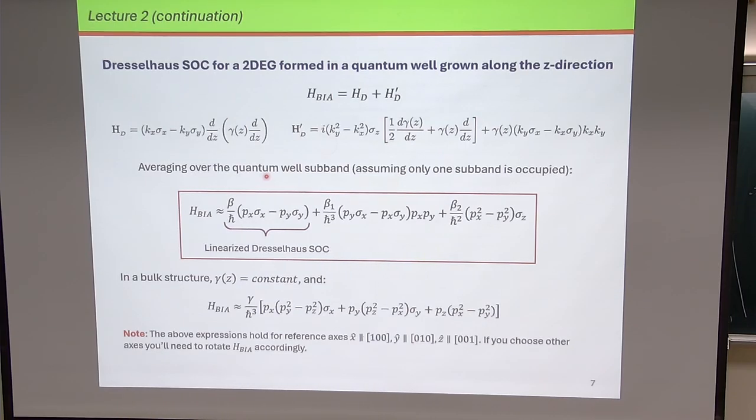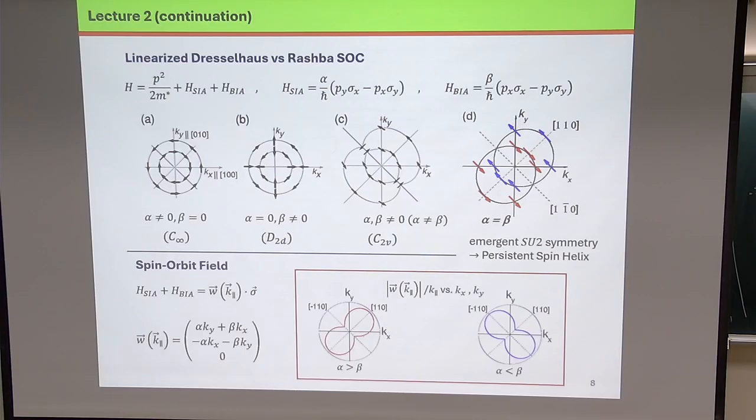Now if the Fermi energy is low, this will actually give you the higher contribution, because this will give you just higher order correction. So up to linear terms, you have the Hamiltonian. If you have a system which has both structure inversion asymmetry and bulk inversion asymmetry, you will have this Hamiltonian with this Rashba spin-orbit coupling and this Dresselhaus spin-orbit coupling, or linearized Dresselhaus spin-orbit coupling.